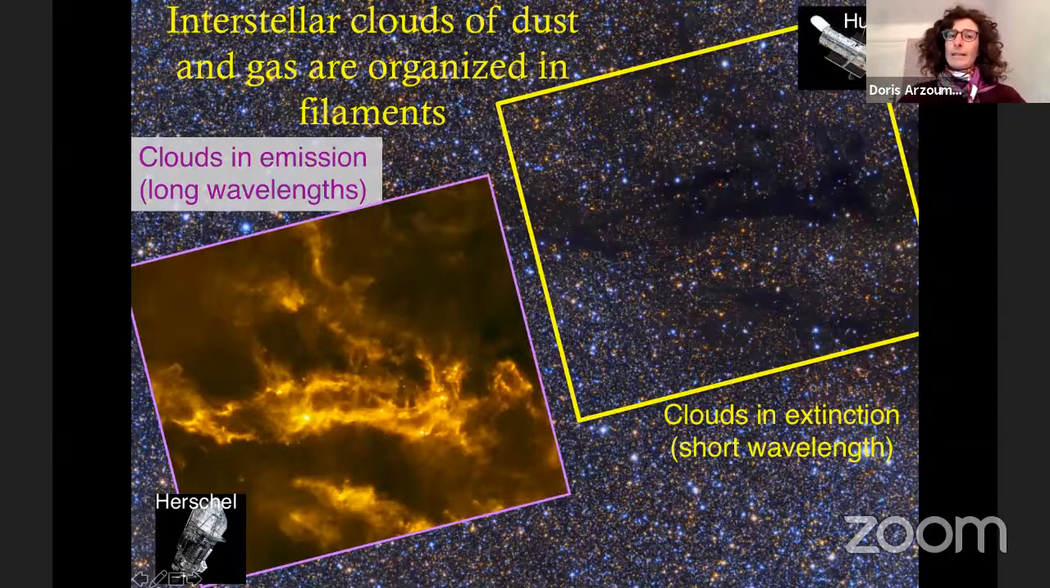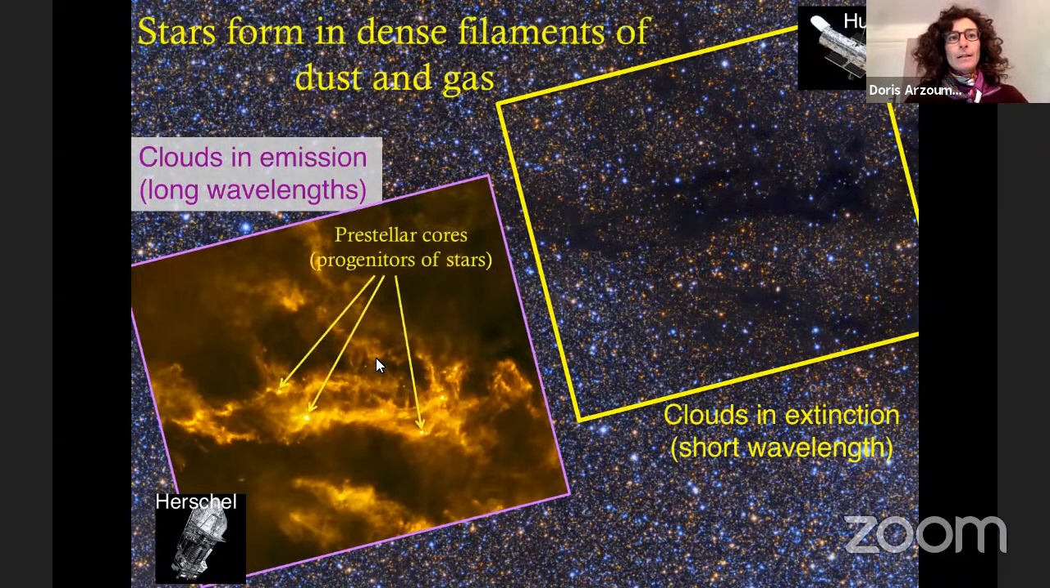Now we can characterize the structure of the interstellar medium, and see how this structure is organized in filamentary structures. And now we know that these filamentary structures are the exact locations where star formation takes place. Actually, I find these images very fascinating because we can see simultaneously the large-scale diffuse emission, and the denser filaments. And in these dense filaments, we can see the more compact and bright emission, which corresponds to the prestellar cores. So they are the initial condition of star formation.